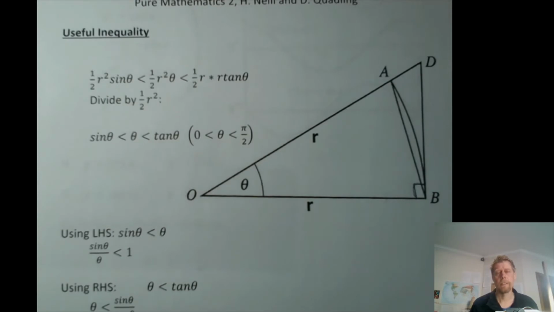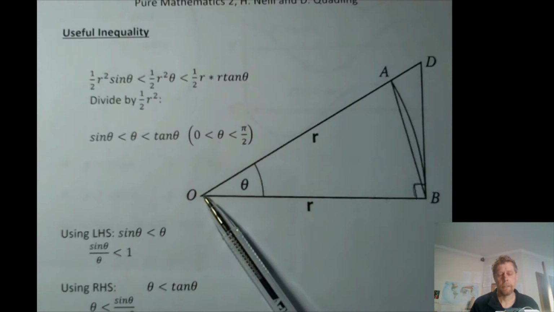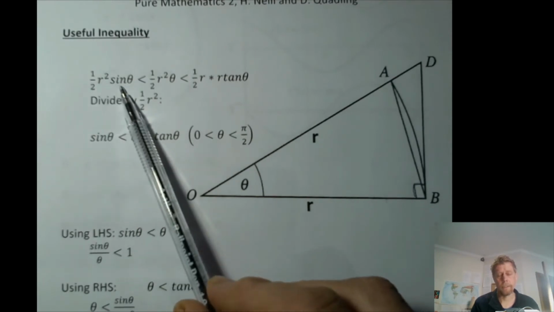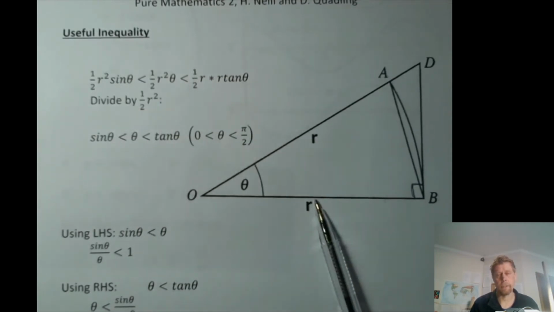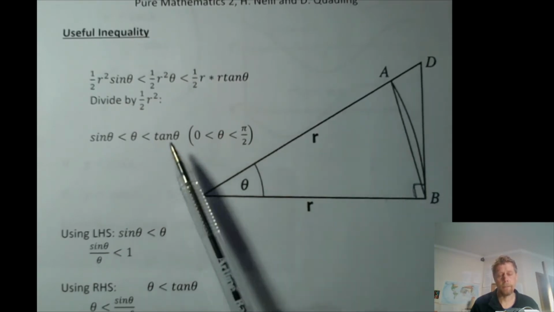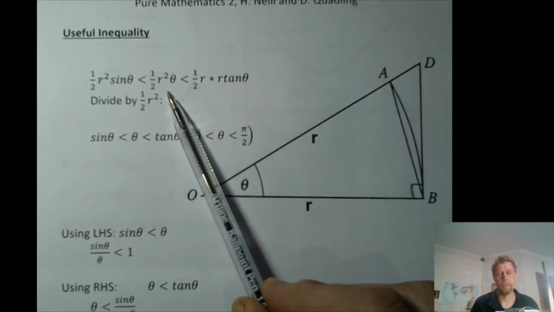If we look at the areas of each of these shapes, if we take the first shape, a half ab sine theta is equal to the area of the triangle. So half r squared sine theta there, as a and b are just r. Then if we look at the sector, it's given by half r squared theta, which we're quite familiar with.